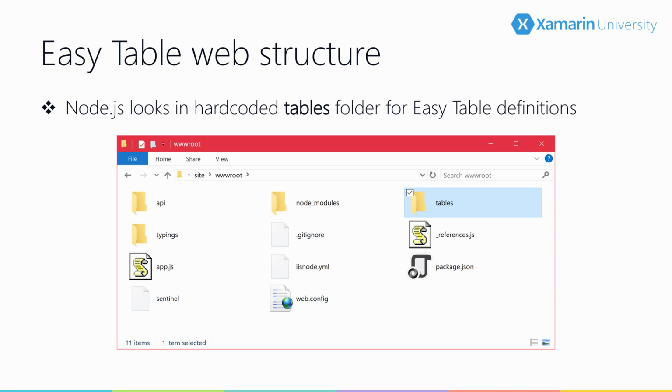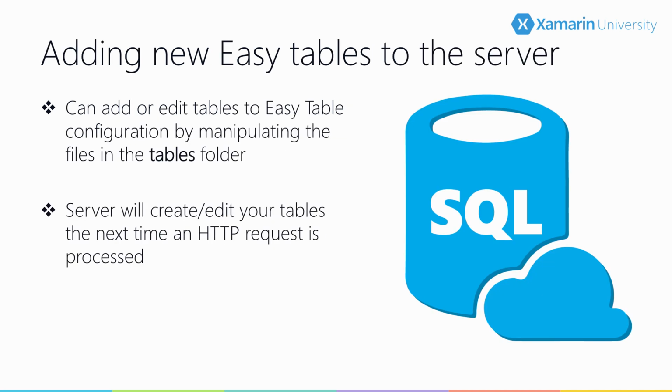So here on the screen, you can see we're at the site/www root folder using an FTP client. Now, if you have a bunch of tables that you want to create, it can be really tedious to do each one in the portal. So another option is to define them all by adding the files into the server folders.